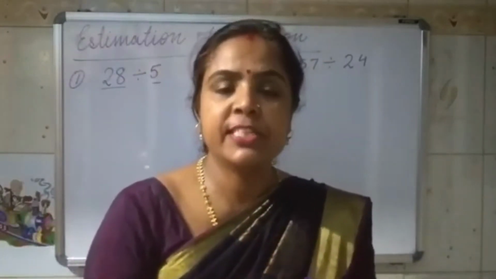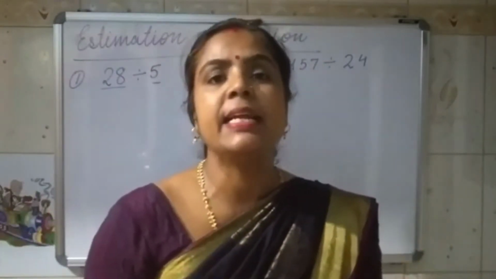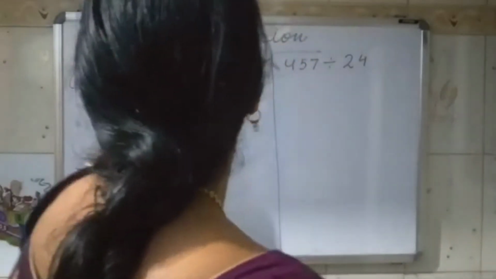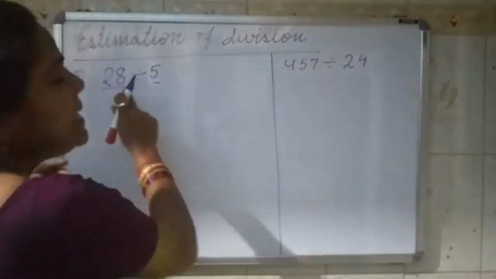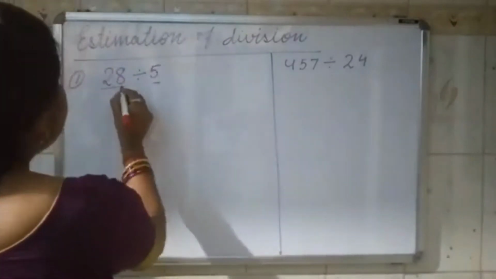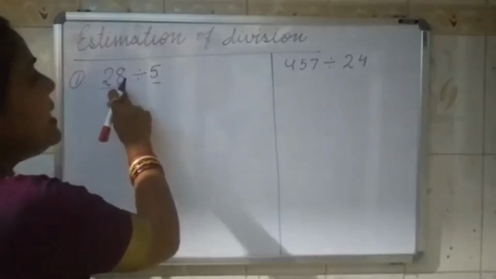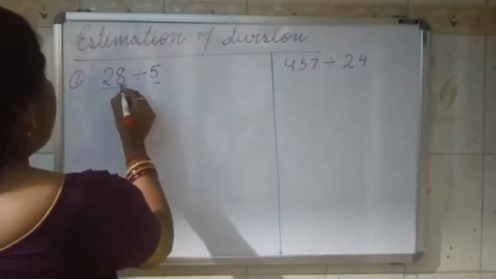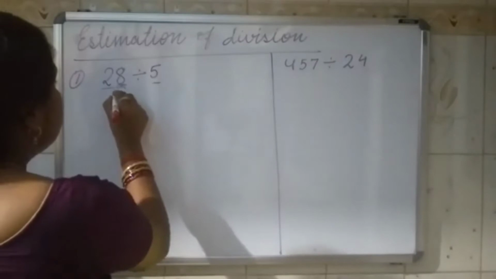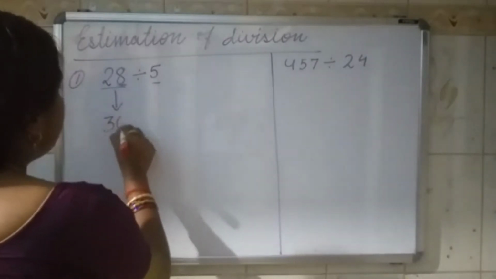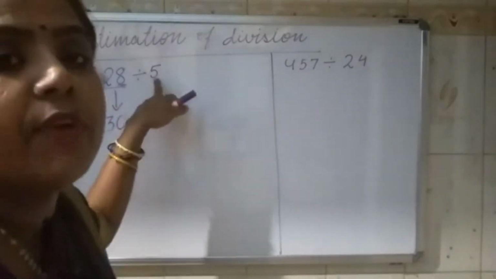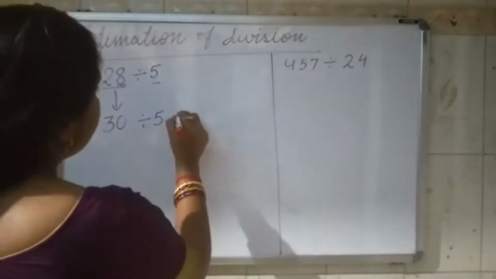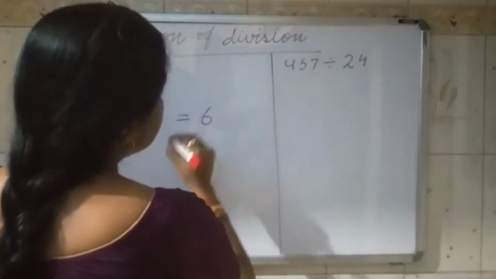Already we have read about estimation in the first chapter, addition and subtraction, and the second, multiplication also. Now this is the third one. So in this case, when we are going to round off this number, 28, to the nearest tens, we will look at the ones place, and 8 is more than 5. So it will go to 30. This will remain the same. We will not change this number because it has only 1 digit. So 30 divided by 5, the answer is 6.